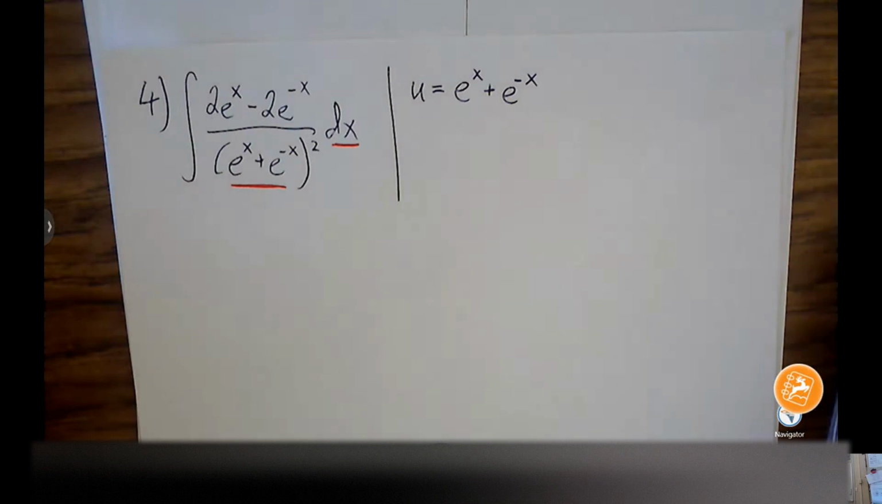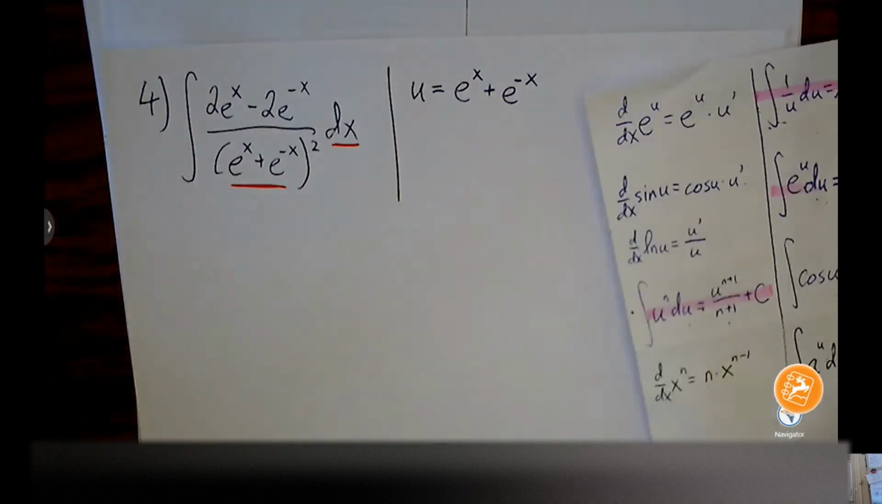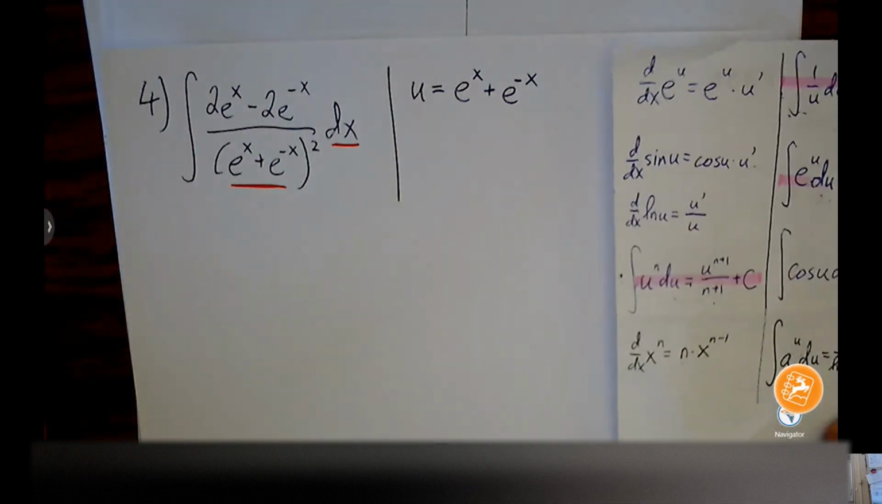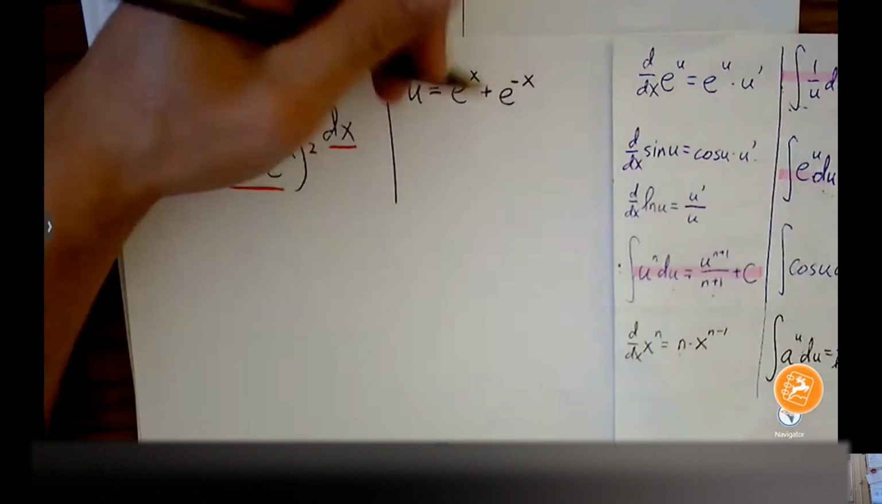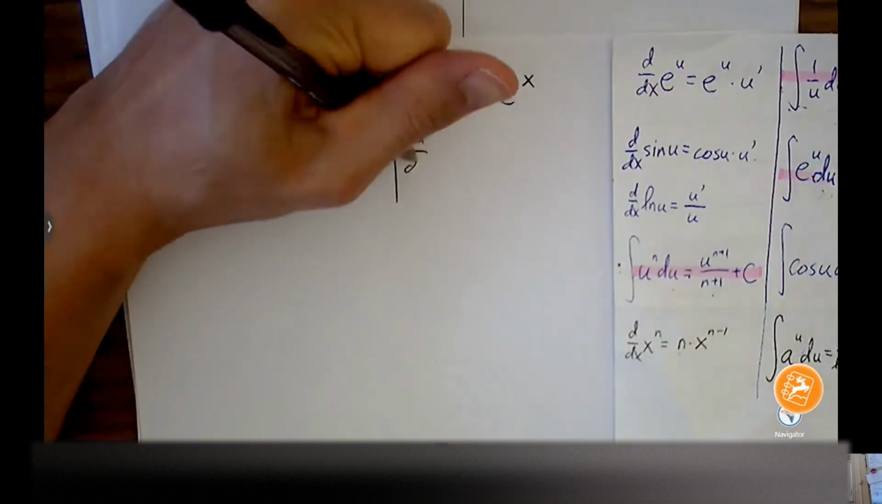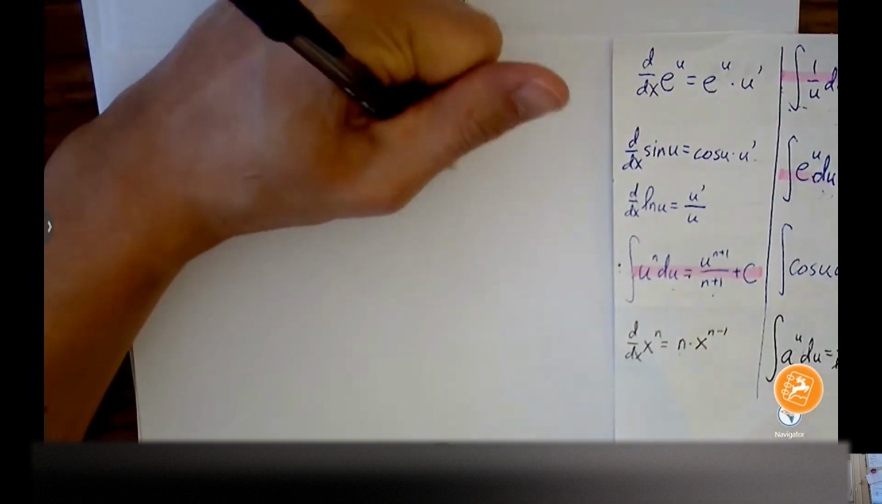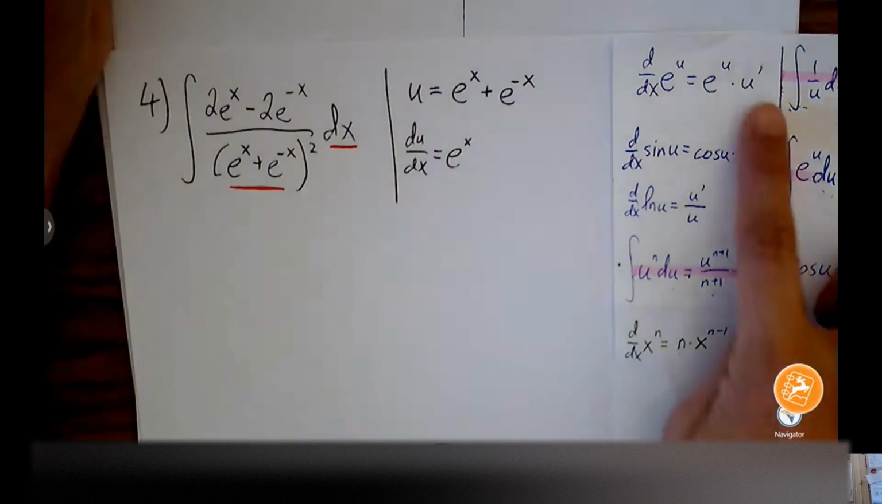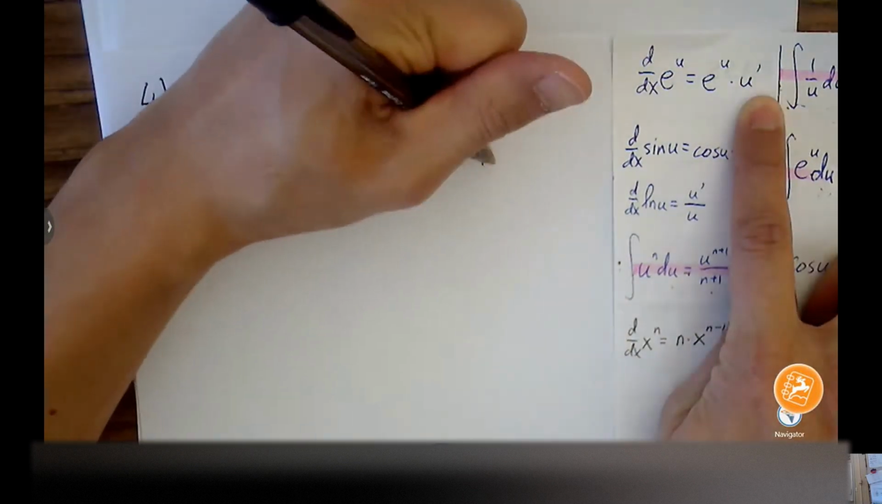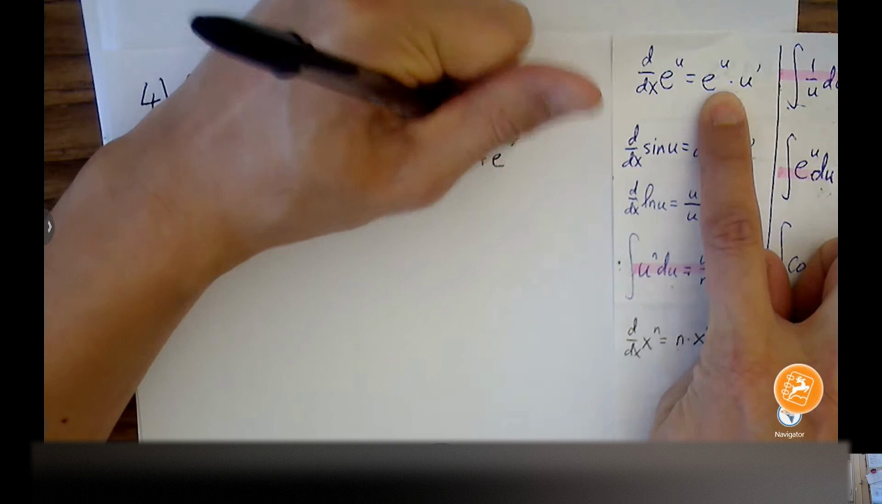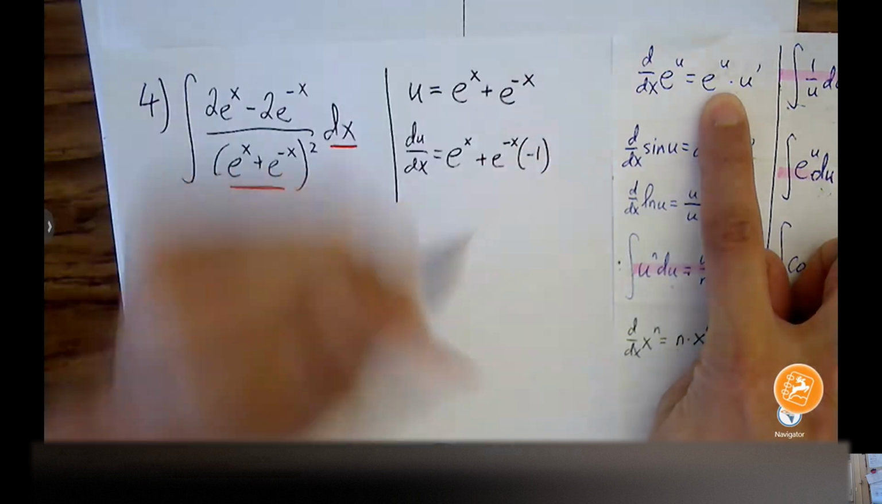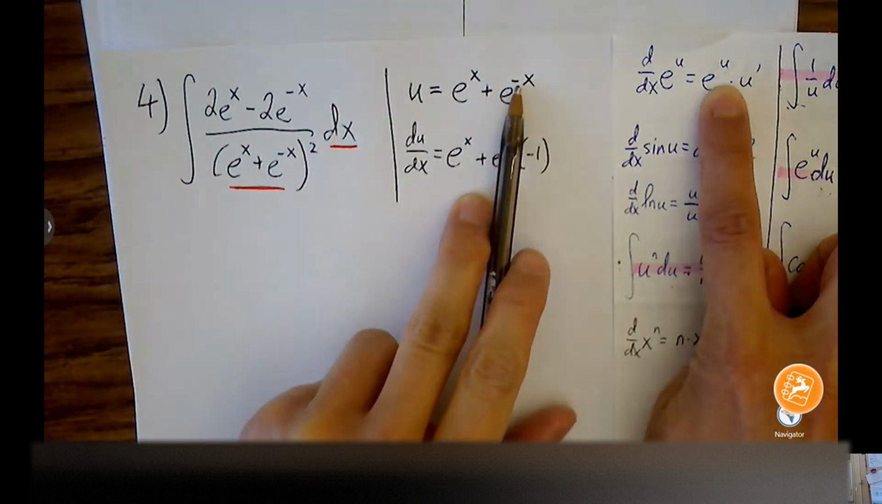Okay, so we can find the derivative. As you recall, the derivative for e to the u is just e to the u times u prime. So e to the x times 1, nothing's going to change here. But here, e to the negative x times negative 1, right? Negative x's derivative is negative 1.